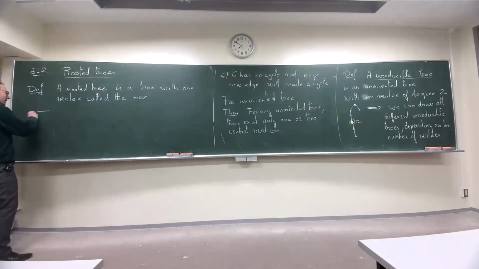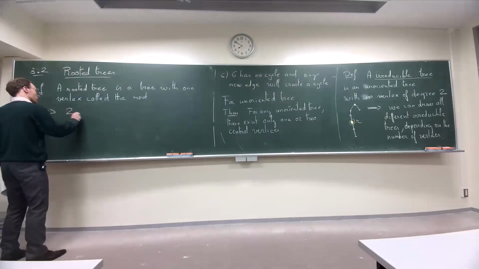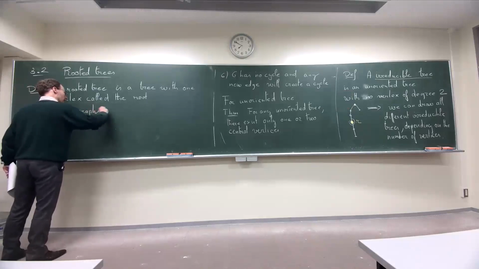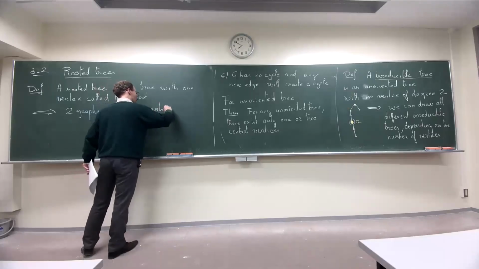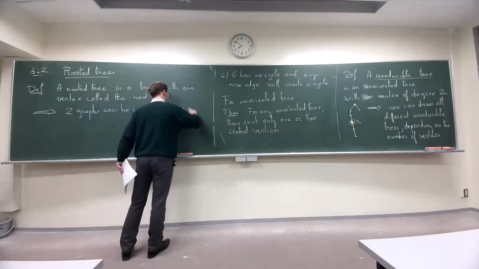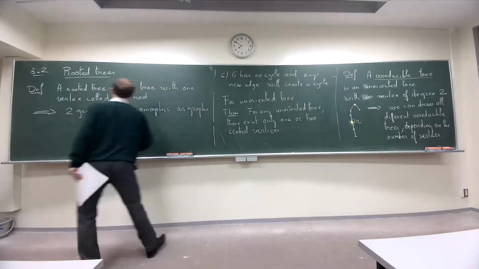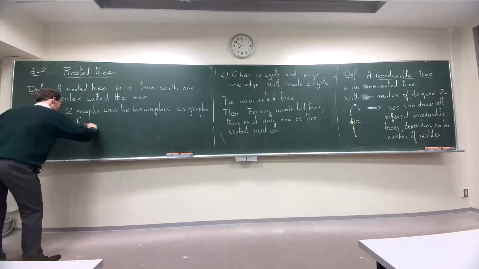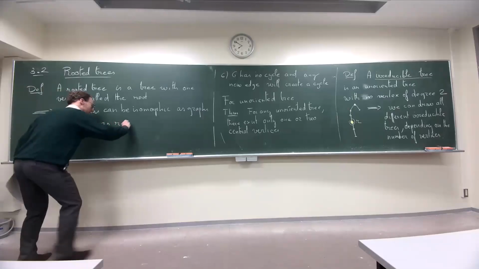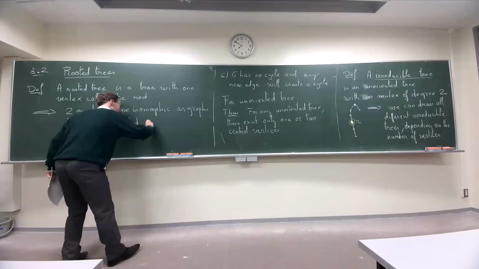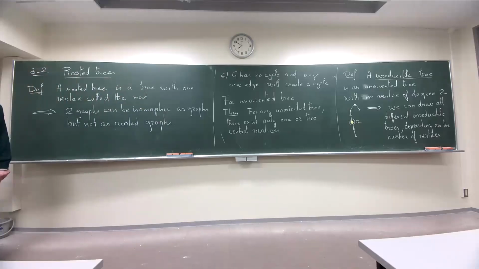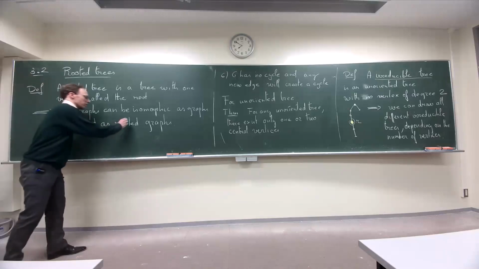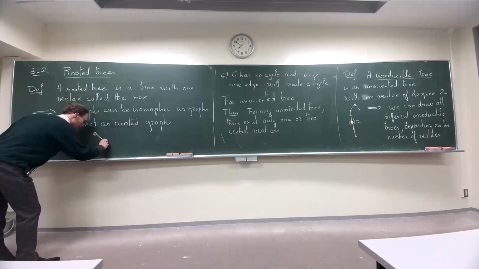But be careful about one thing. This is a little bit misleading. Two graphs can be isomorphic as graphs, but not as rooted graphs. Please try to understand this sentence, or try to find an example. What I mean by they can be isomorphic as graphs, but not as rooted graphs. And I give you an example, very simple.